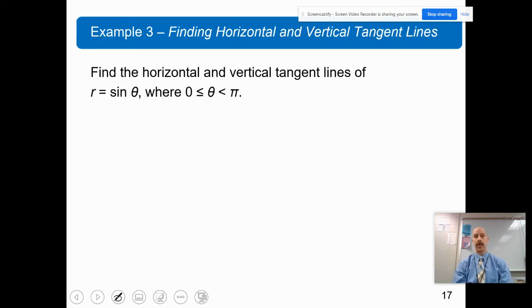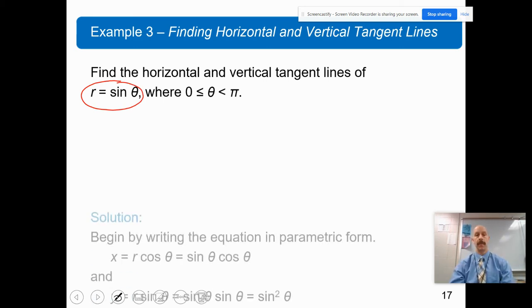Let's look at an example. I'm going to do one example of these. This one's kind of an easy one. We're just going to do horizontal and vertical tangent lines because we know those slopes already. So it says find the horizontal and vertical tangent lines for r equals sine theta from 0 to pi.